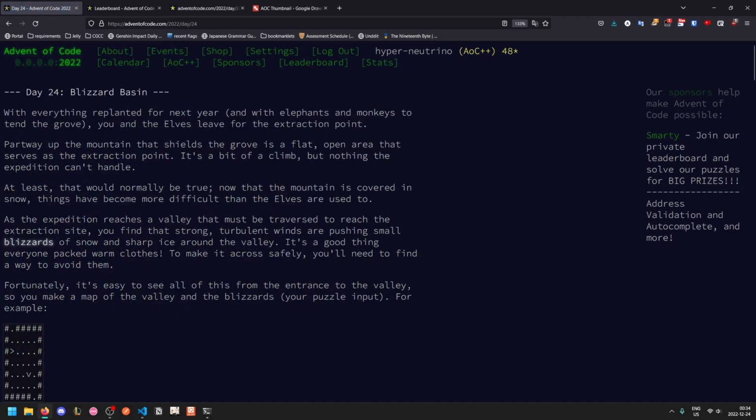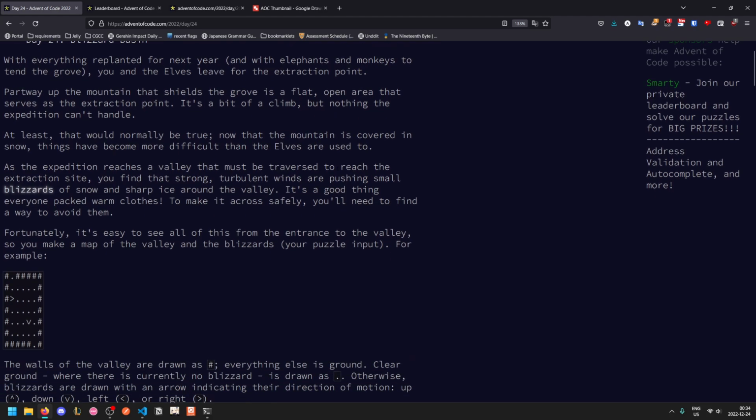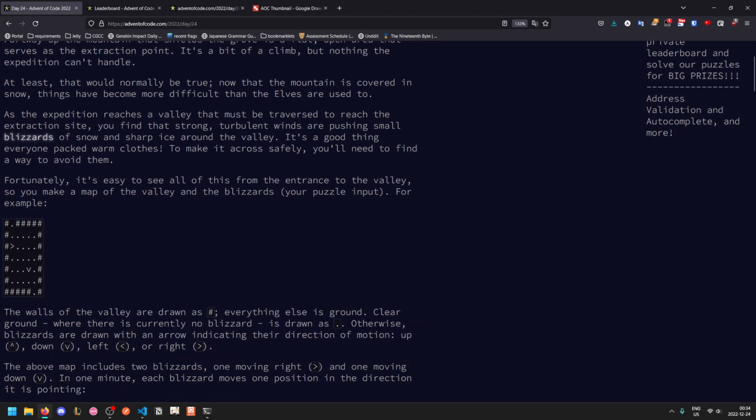Okay, so we're leaving to our extraction point now, and partway up the mountain is a flat open area. It's a bit of a climb, but it's not too bad. Normally that would be true, but unfortunately the mountain is covered in snow, which is more difficult than what we're used to. And so we reach a valley that must be traversed, but we find a bunch of strong turbulent winds that are pushing around small blizzards of snow and sharp ice. We'll need to avoid the blizzards. Fortunately, we can easily see all of this from the entrance to the valley, so we make a map.